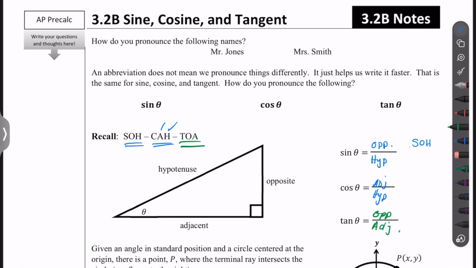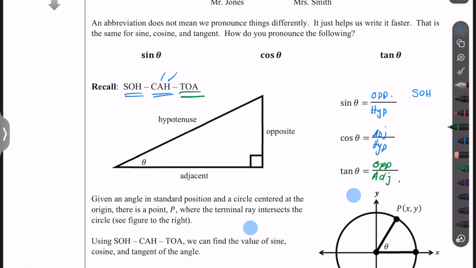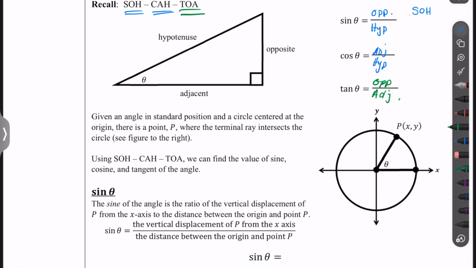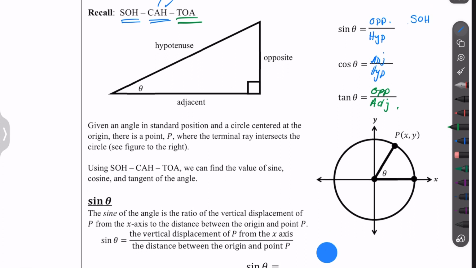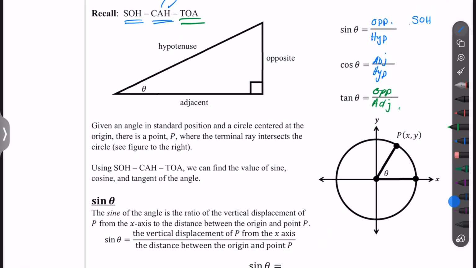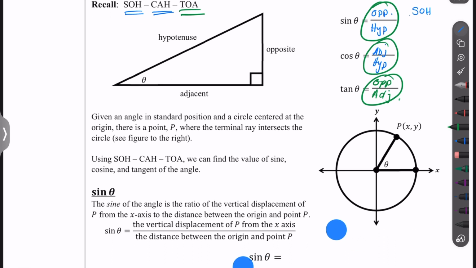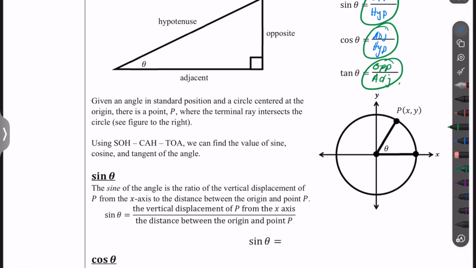All right, and we've talked a little bit in class how to use them. If you need some help with that, ask me and I can help you a little bit. We don't really need to use those so much right now, as we just have to know those ratios, opposite, adjacent over hypotenuse, and opposite over adjacent. Okay, and so now we're going to look at our unit circle here. So given an angle in standard position and a circle centered at the origin, there's a point P where the terminal ray intersects the circle.